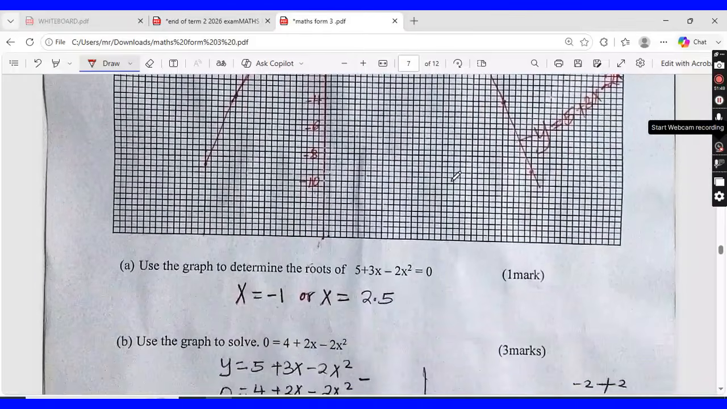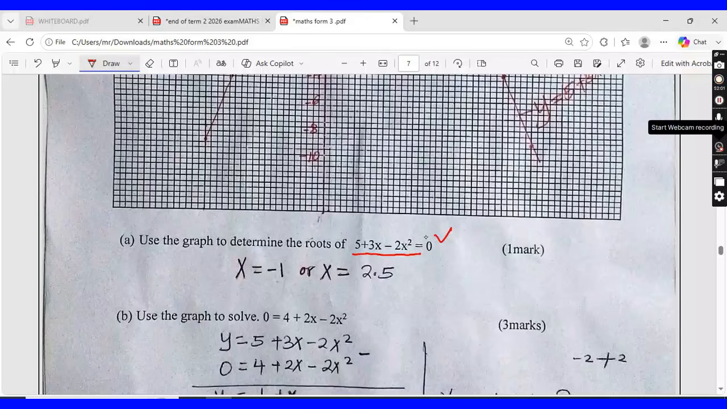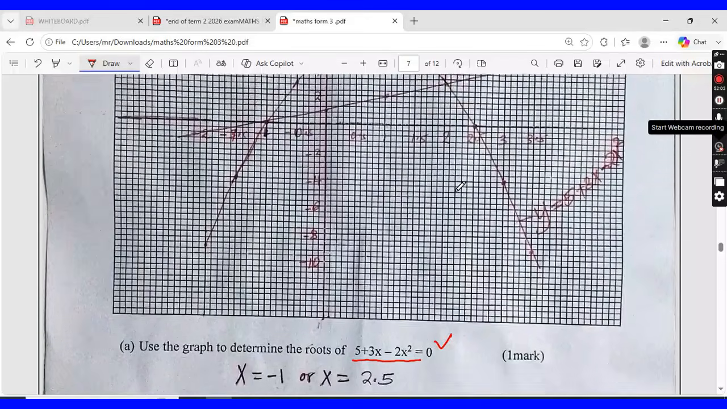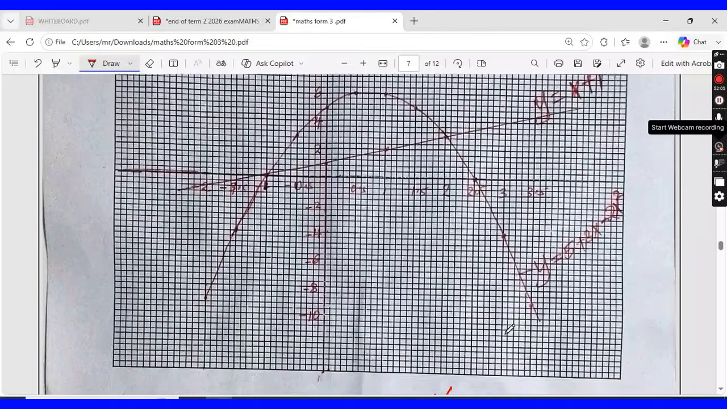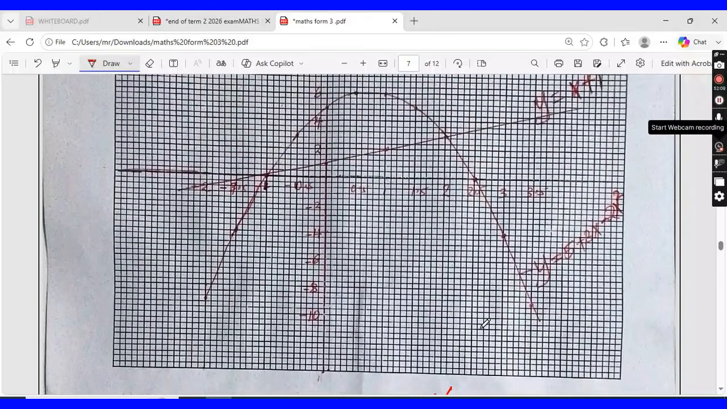So I want to explain how to use the graph, because drawing may not be a problem. Use the graph to determine the roots of this function equated to 0. It means you solve for the values of x. Now to use the curve, because this is the curve, this equation looks exactly like the one on the graph. So what you do, you read the answers where the curve crosses the x-axis, where it meets the x-axis. So you read the answer here and the answer there.